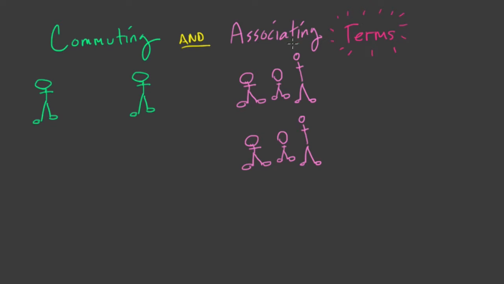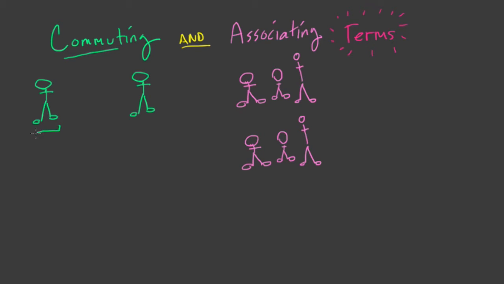Hey, and welcome. In this video, we're looking at the process of commuting and associating terms in equations and expressions to help you solve them. So let's just go over the commutative and associative property. The commutative property has to do with moving terms back and forth.